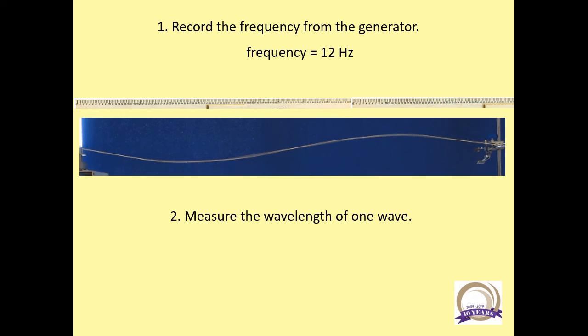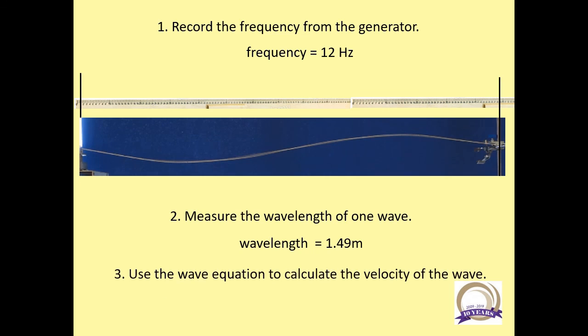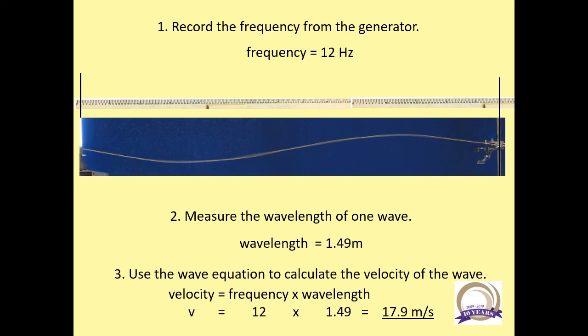We measure the wavelength of one wave, from there to there, 1.49 metres. I've written that down to 3 significant figures, though we've only measured to the nearest centimetre there. And then finally use the wave equation to calculate the velocity, and we got 17.9. So pretty similar. We can find the same velocity using 2 different wave patterns. And then finally, by changing the tension, by adding weights, you will find that the velocity changes as you change the tension.